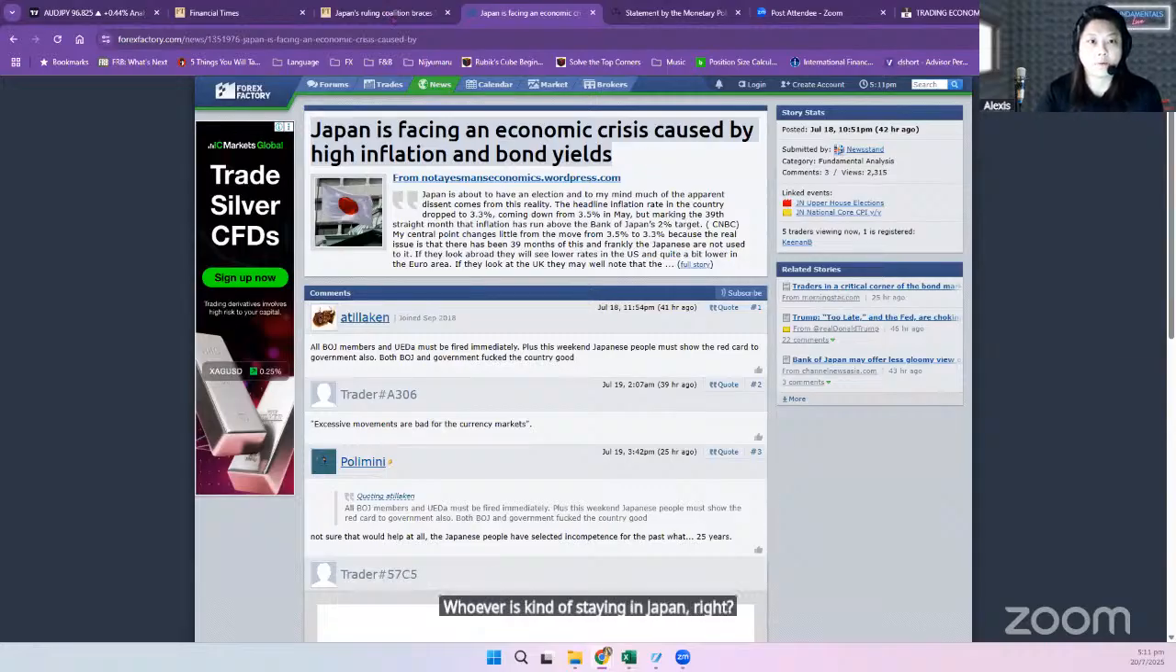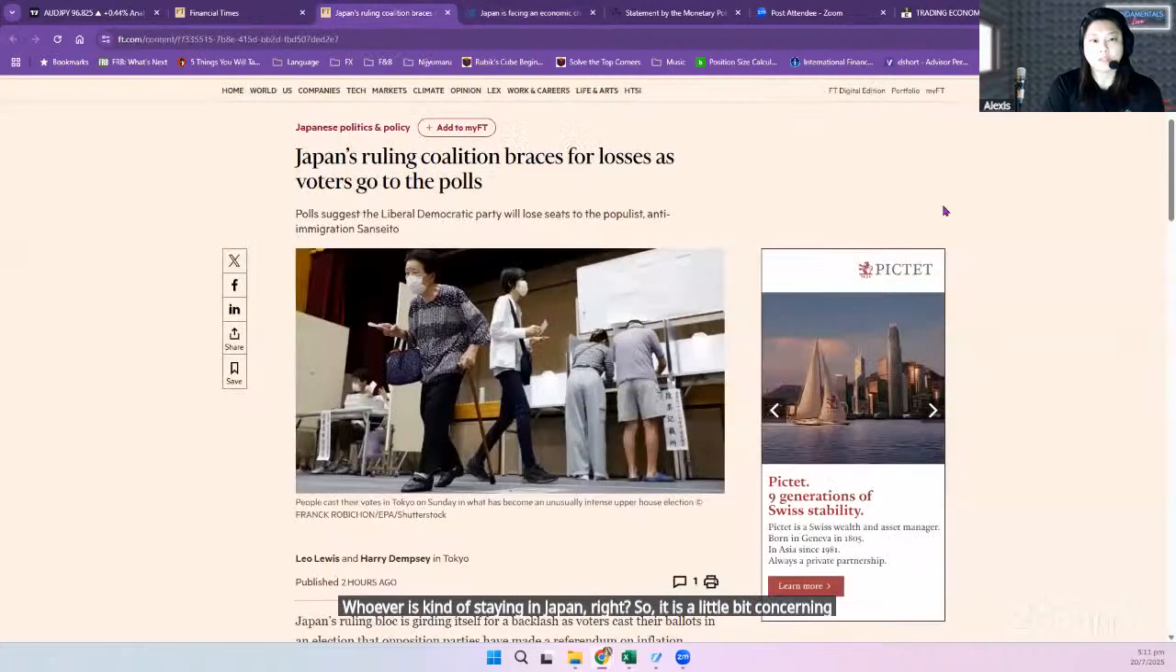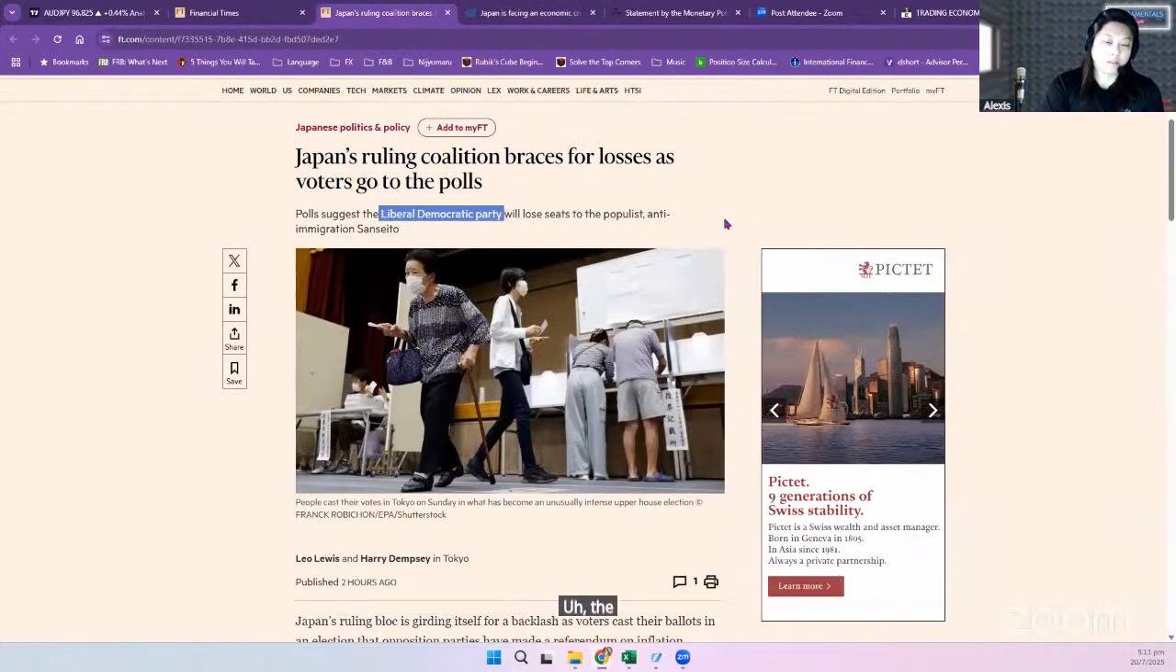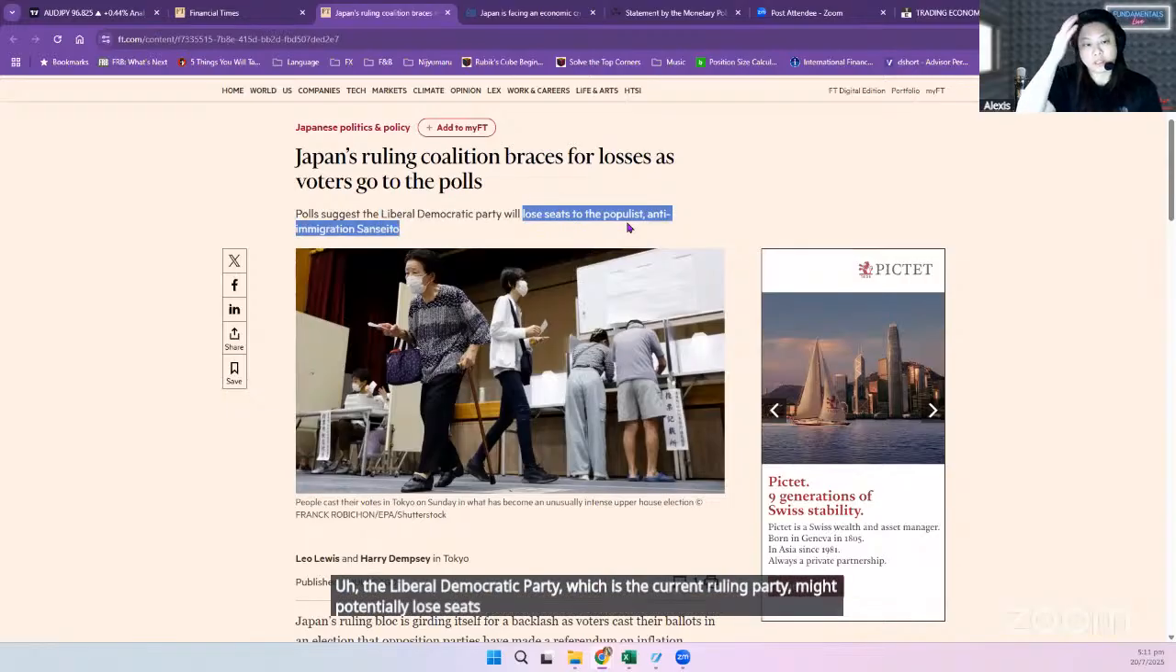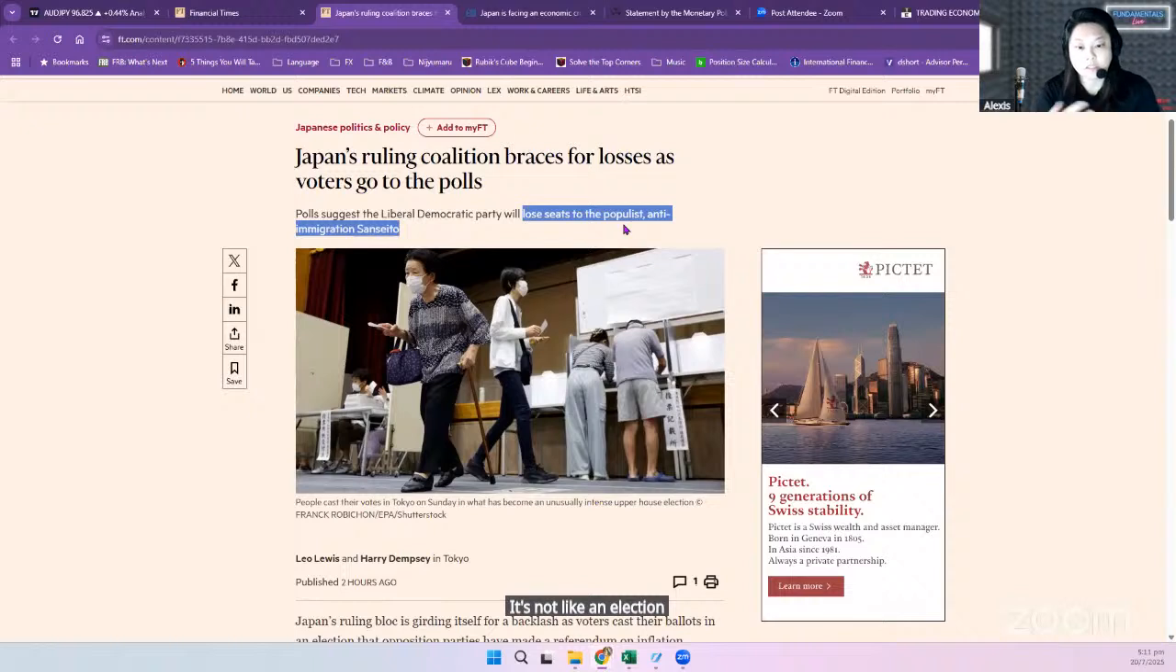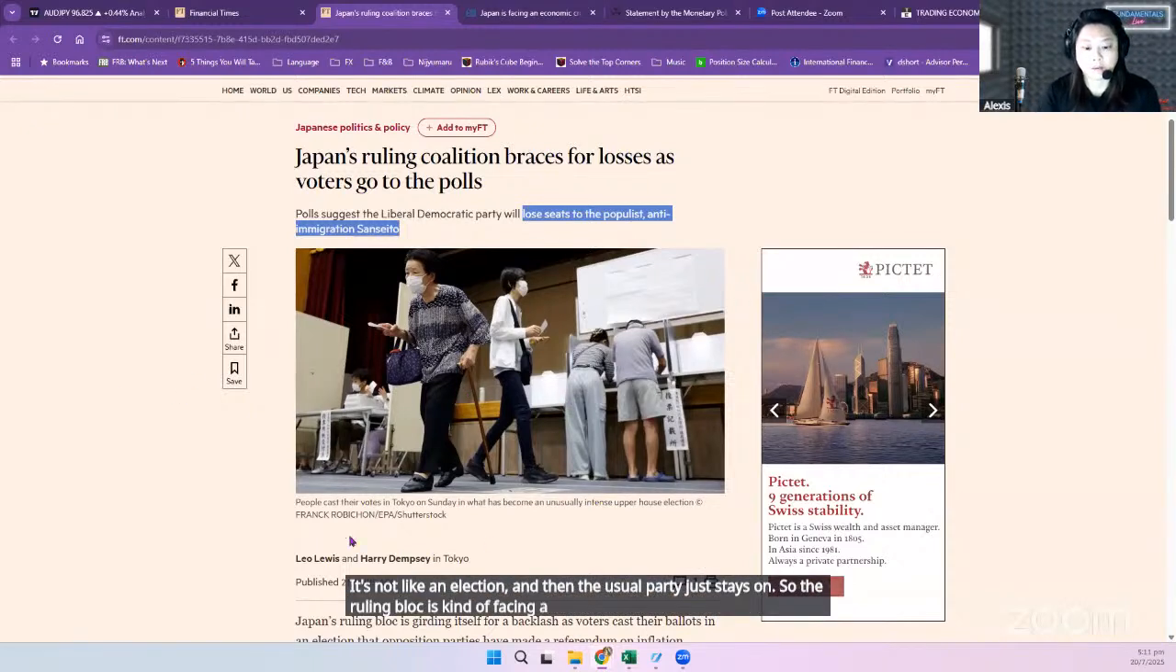It is a little bit concerning because it means that the Liberal Democratic Party, the current ruling party, might potentially lose seats. That's why this news is more interesting this week. It's not like an election where the usual party just stays on. The ruling bloc is facing a potential change in power. So what are the impacts?